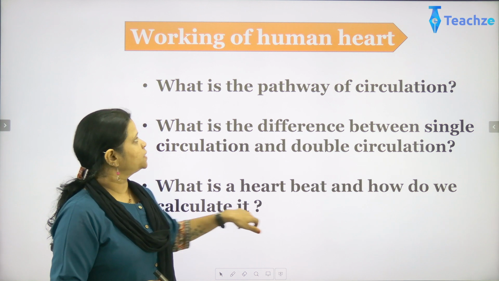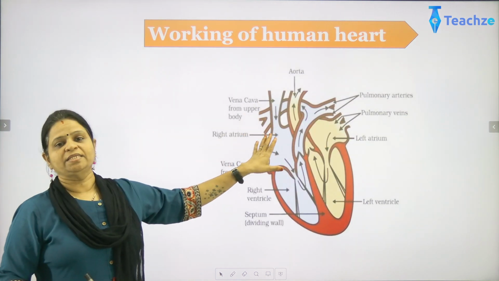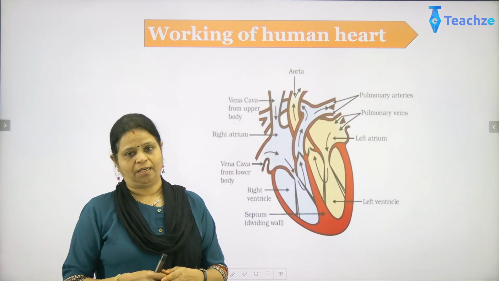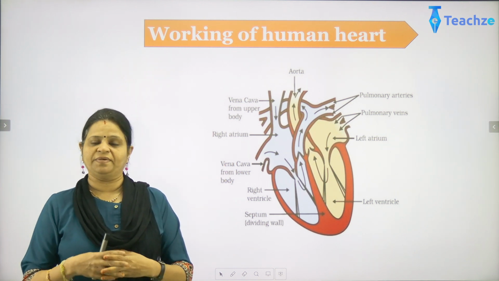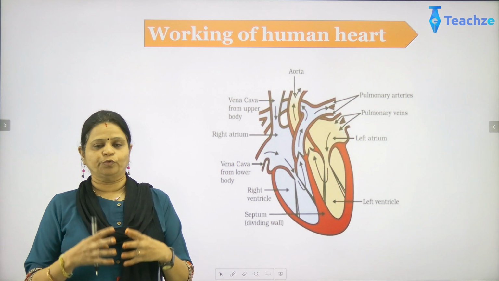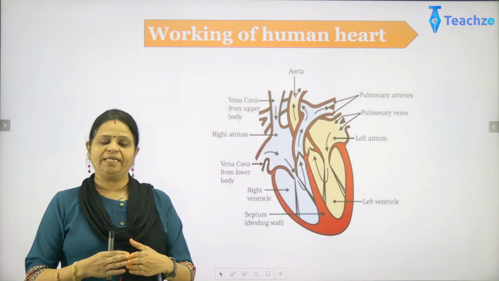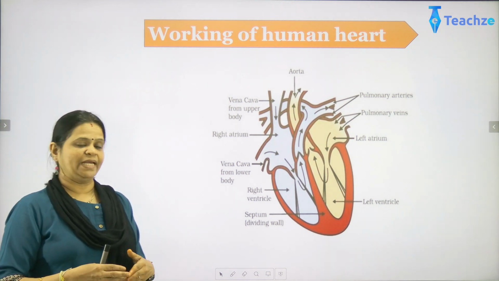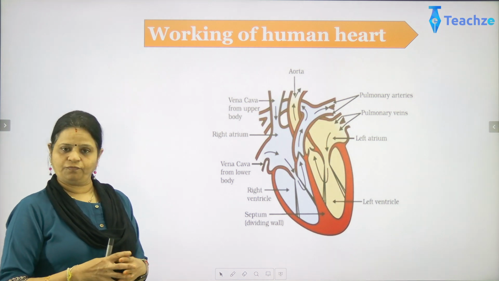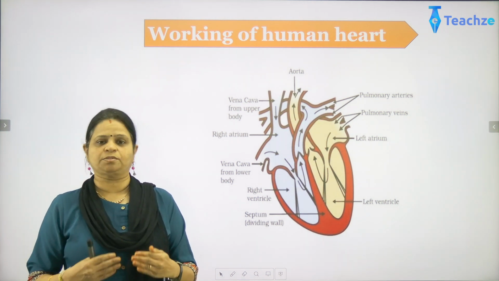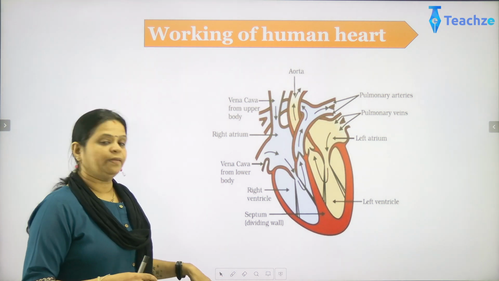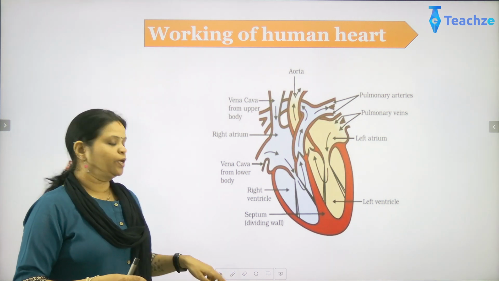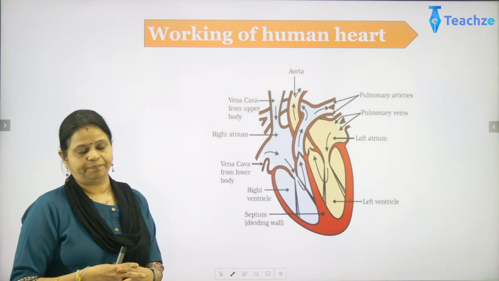The first one to understand: on the screen you are looking at a human heart. We have understood the different parts of the heart in the previous session. We saw it is a four-chambered heart and it is completely divided. With that introduction, let's see how the blood actually flows and where this blood flow is initiated. In the previous session we talked about something called the pacemaker. I'm sure you must know what that is.